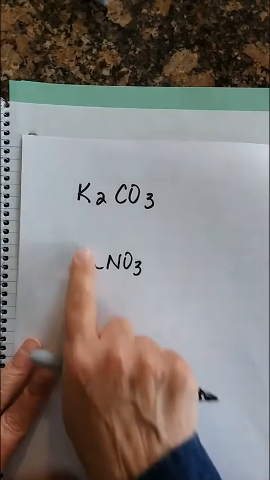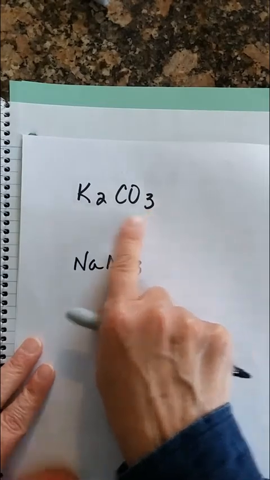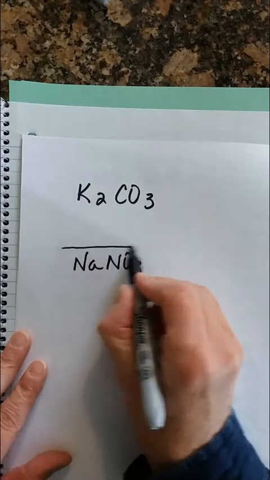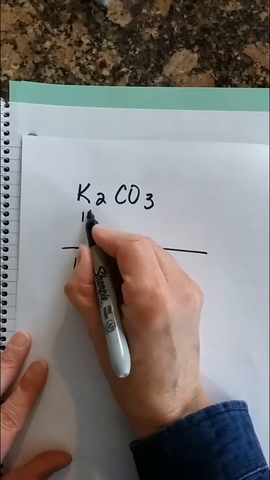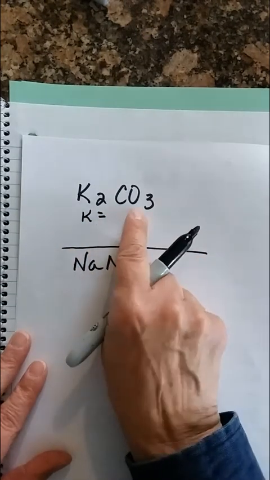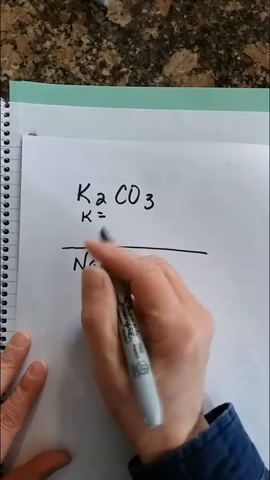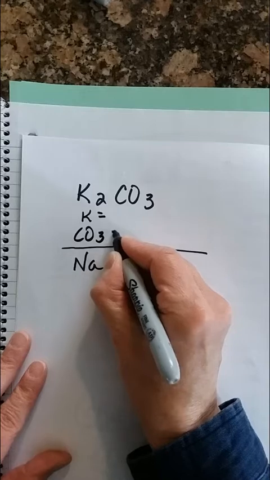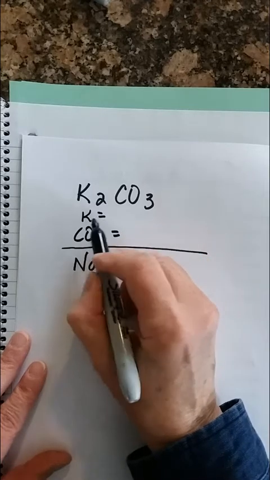So if we were looking at K2CO3 in an equation and we were trying to balance and making our little table, we have a K, and then all of a sudden we have 2 capital letters, so that's a polyatomic ion. That's the CO3 ion. All right, so how many K do we have?